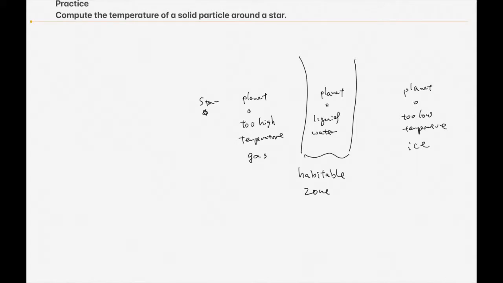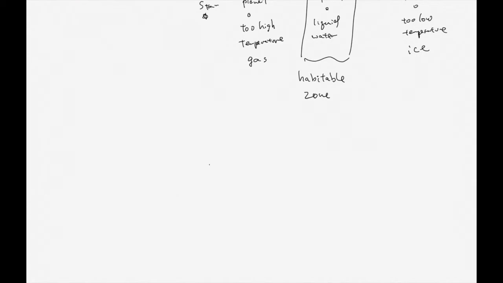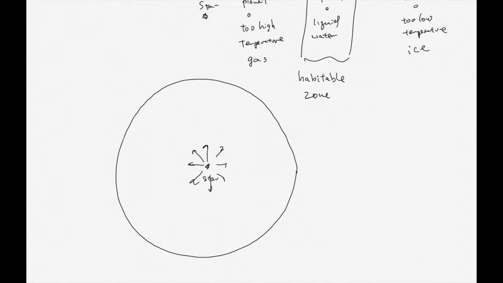In order to find these habitable zones, we need to determine the surface temperature of a solid particle. This is the star. Stars emit light in all directions, isotropically; there is no special direction. Then, if you consider a sphere with the radius of the Earth's orbit, if you take the same area, the same amount of energy is passing through each area.